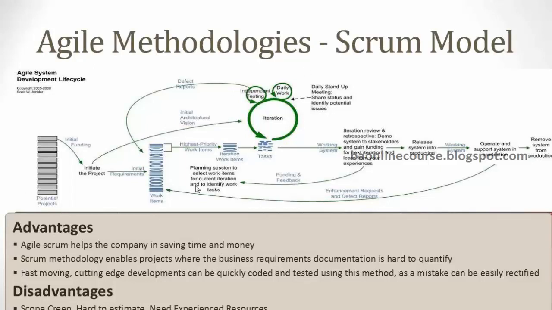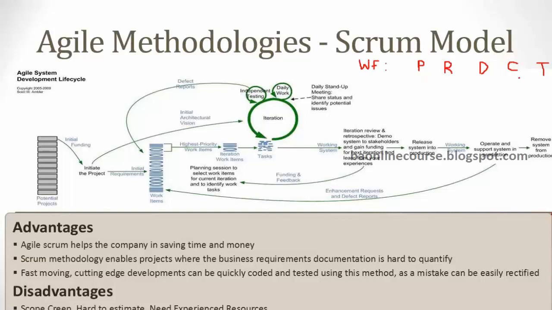Now this slide summarizes the steps involved in a Scrum model. Right. Now, a typical project, what would have been there? There would have been a planning phase. There would be a requirements phase. There would be a design phase, coding, and testing. Right? So this is how a waterfall model would be.